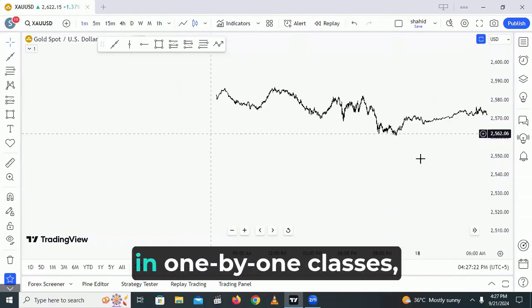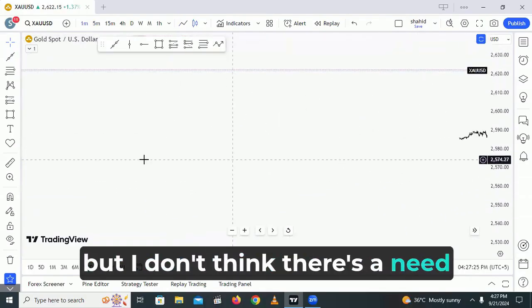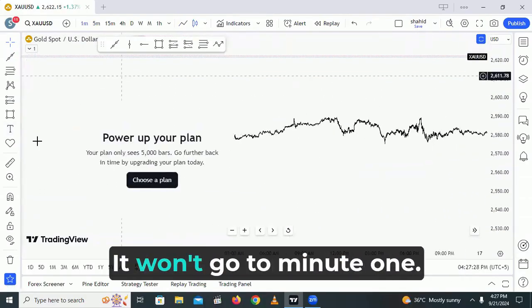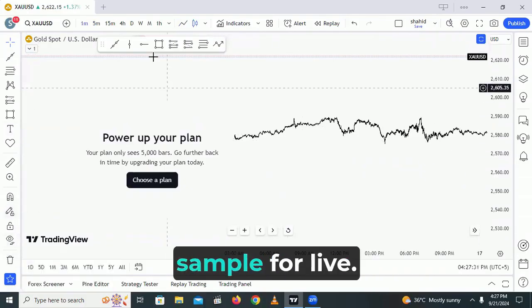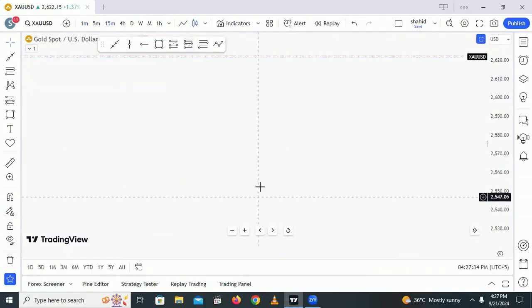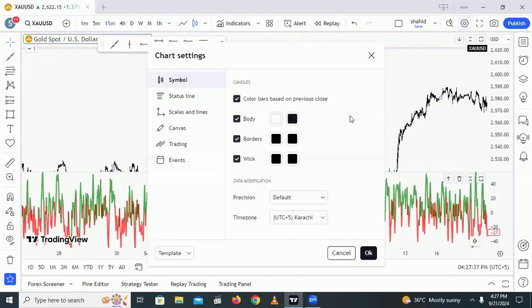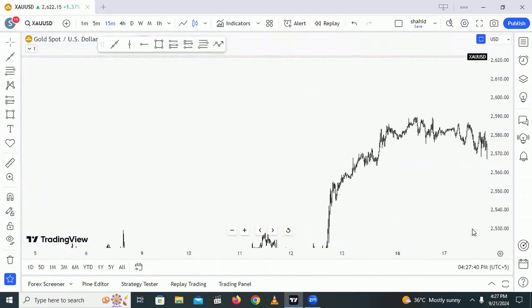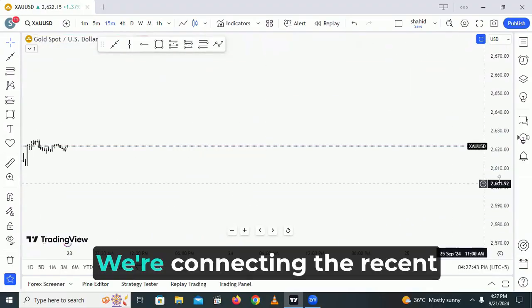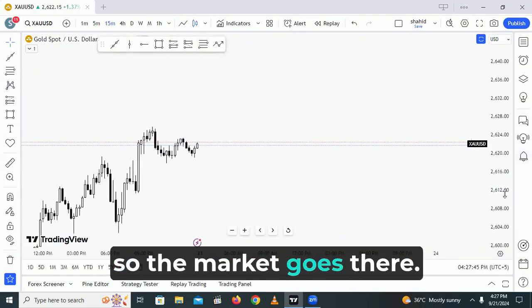Things will become clear in one by one classes, but I don't think there's a need to do it one by one with anyone. It won't go to minute one. Let's find another sample for live. We're connecting the recent, so the market goes there.